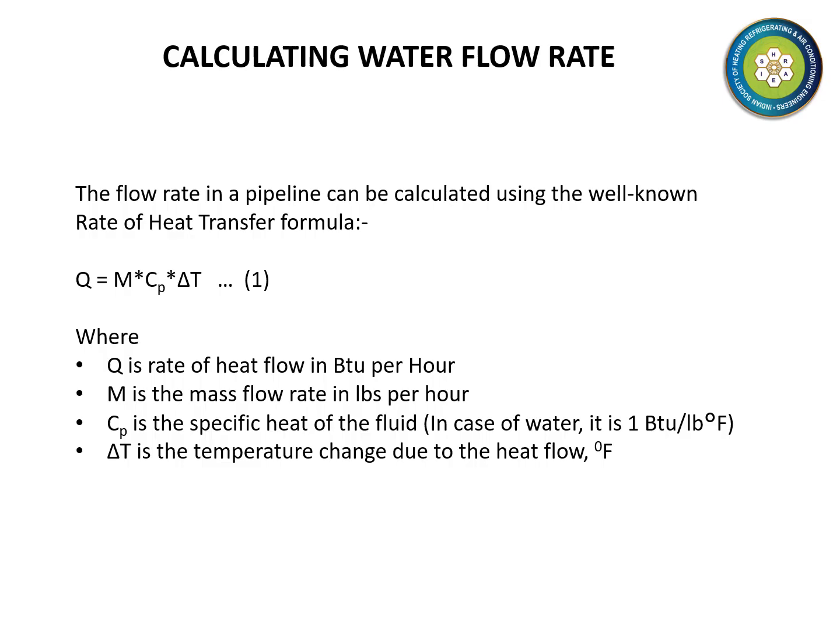per hour, M is the mass flow rate in pounds per hour, Cp is the specific heat of water, that is 1 BTU per pound per degree Fahrenheit, and delta T is the change in temperature in degrees Fahrenheit.